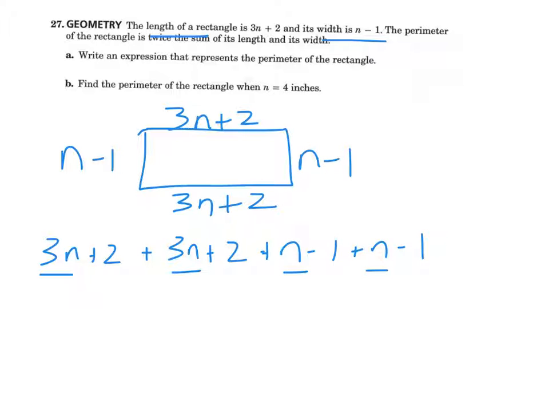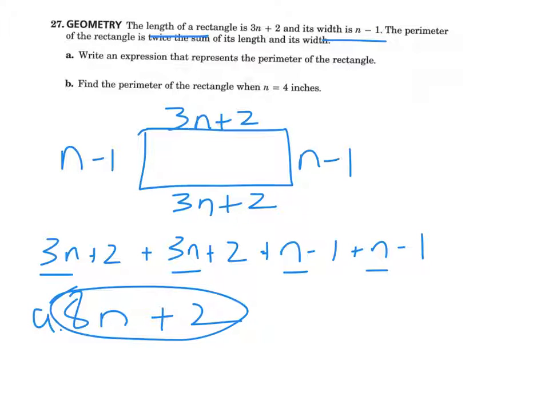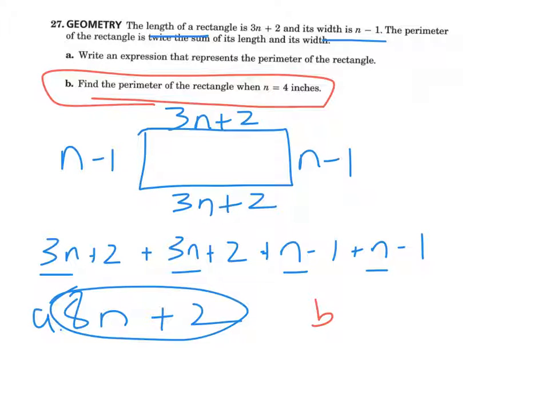So if I add 3 plus 1 plus 1, I get 8n. And if I add 2 plus 2, which is 4, minus 1 is 3, minus 1 is 2, I have 8n plus 2. Now this is the answer to A, because that's an expression. So now what we want to do is find B. And B is actually find the perimeter if n equals 4. So we're going to take this 4 and substitute it into this equation. So I use substitution, and then I do the math, which is 32 plus 2, and I end up with the answer of 34.